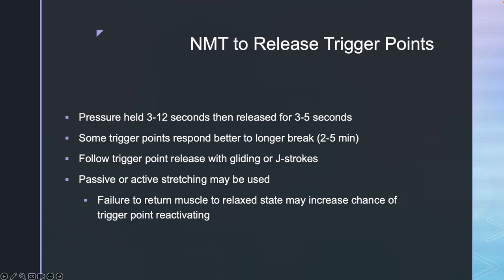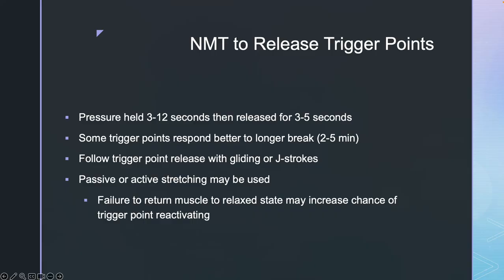Some trigger points respond better to taking longer breaks. So sometimes you can hold that trigger point and then go to a different area of the body, okay? Give them a little break, because too much in one area for too long is overly stimulating and can get irritating. And people are not going to want to go back to you if that's how you massage. So follow trigger point release with gliding or J strokes. So J strokes, you're doing a literal J. But who even pays attention to that? Just let your hands move.